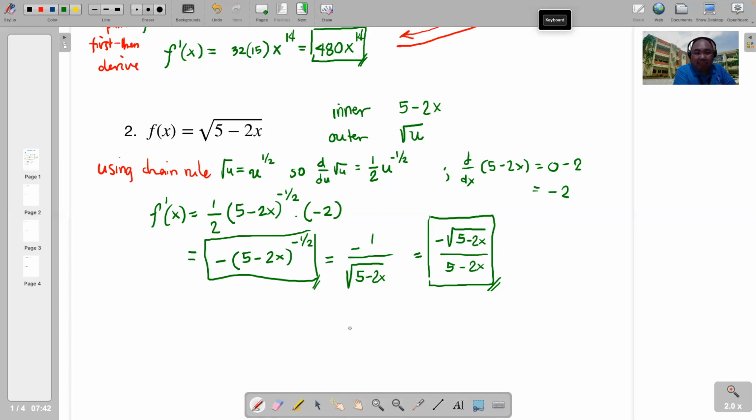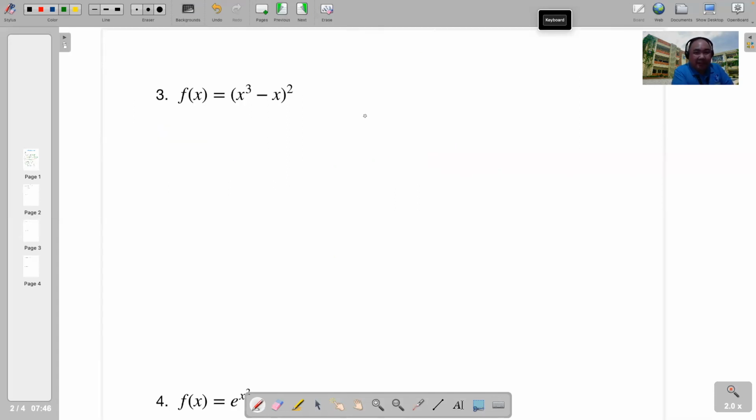Now on to number 3. First, again, we need to identify what is the inner function and what is the outer function. The inner function is x cubed minus x. The outer function, meanwhile, is something squared. Correct. Now, using the chain rule, this is what's going to happen.